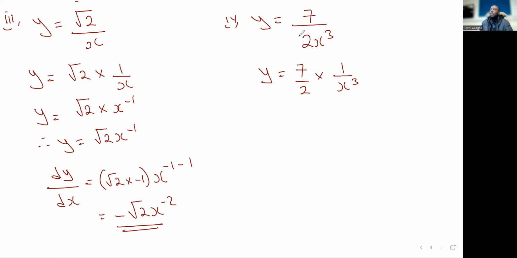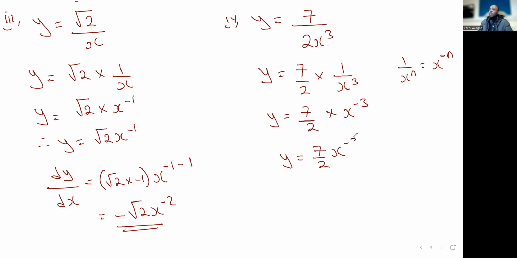When you multiply this 2, it's going to give you the same thing. So I'm bringing the constant out. So then I can rewrite this. Remember, in the laws of indices, 1 over x raised to the power n is the same thing as saying x raised to the power minus n. So it's going to give us y will be equal to 7 over 2 multiplied by x raised to the power minus 3. All right, so this will now give us y will be equal to 7 over 2 x raised to the power minus 3.